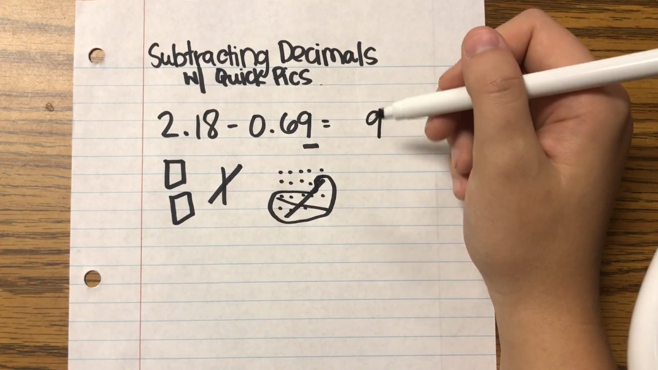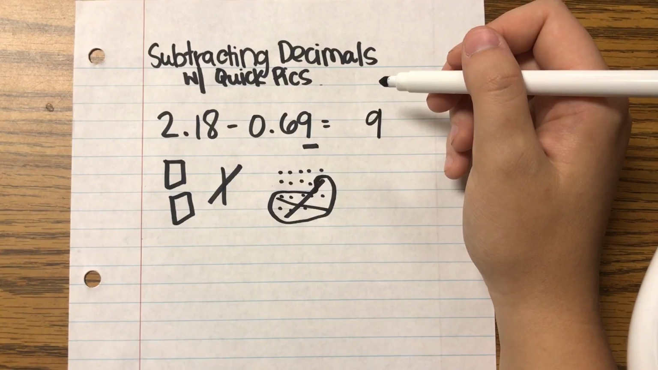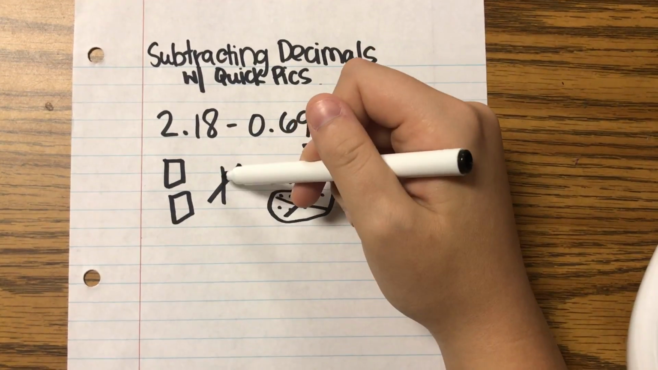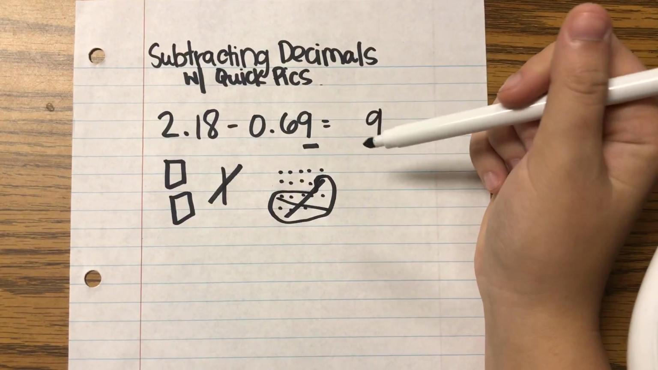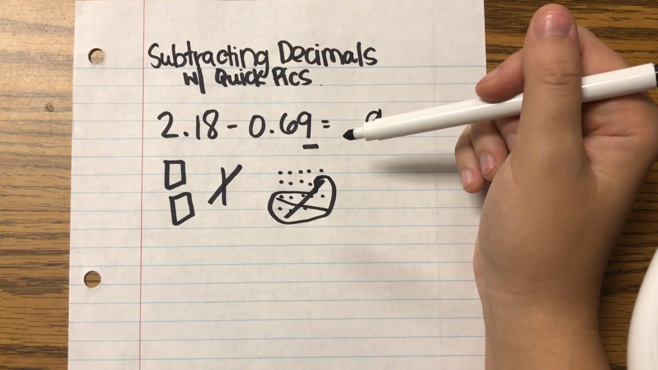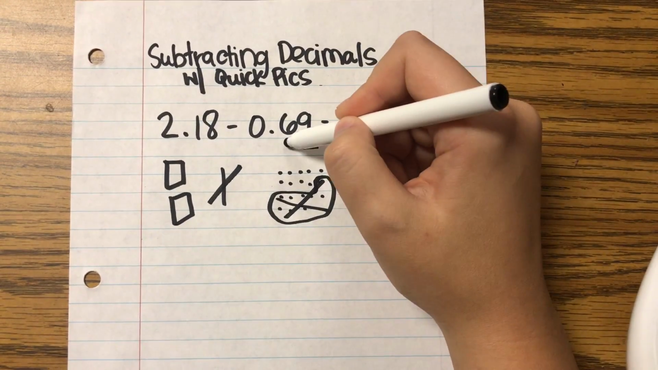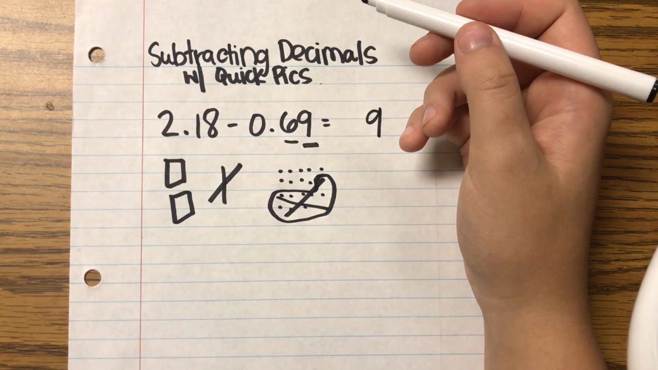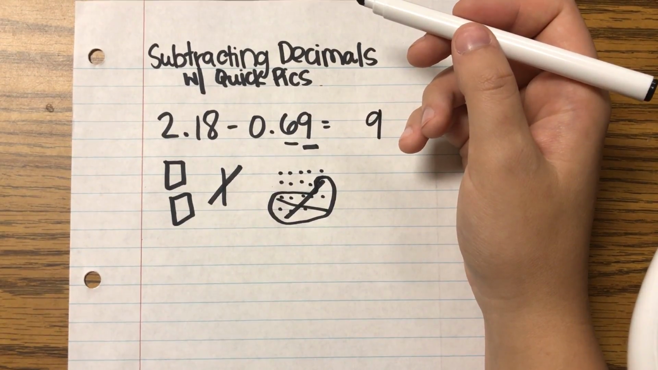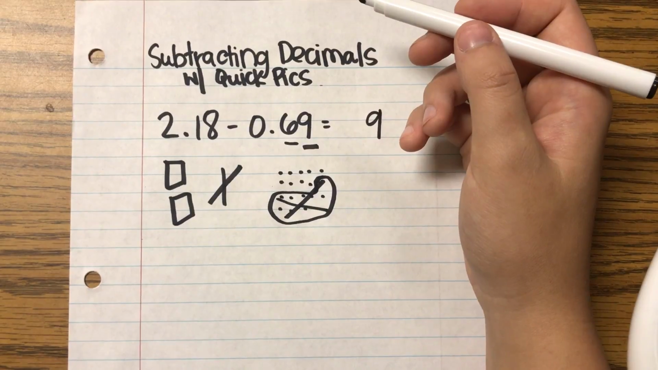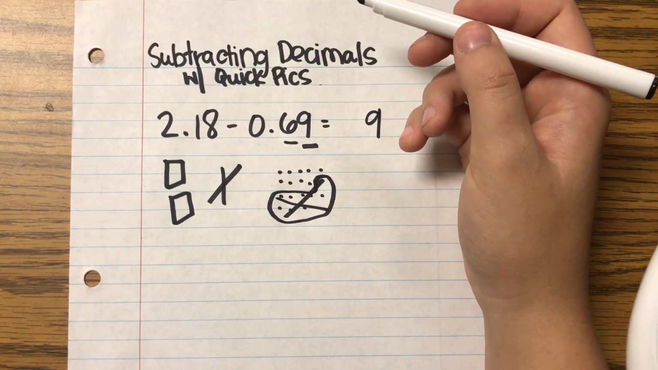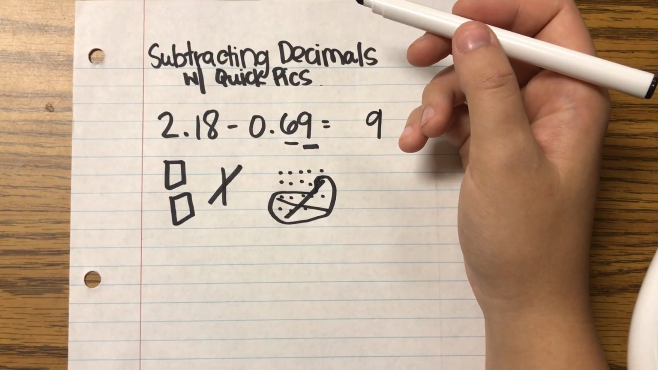Now how many tenths do I have in this picture? I have 0 because I marked that one out. How many tenths am I supposed to take away from my picture? 6, because I have a 6 in the tenths place. I need to subtract 6 from 0. Can I do that? No. It's not possible. So what do I need to do?